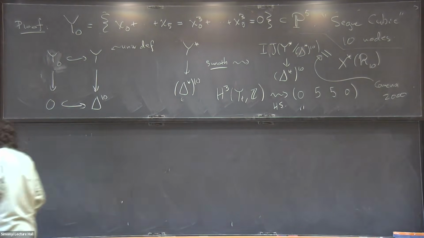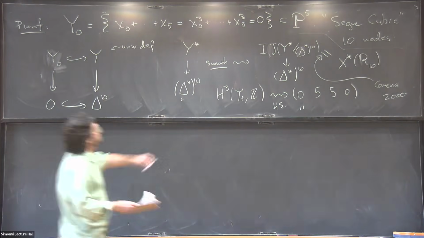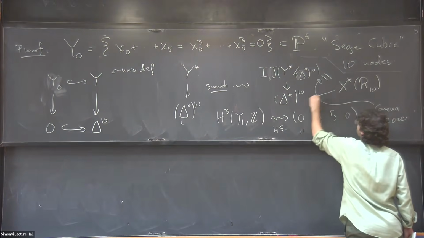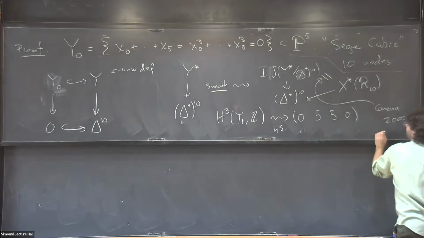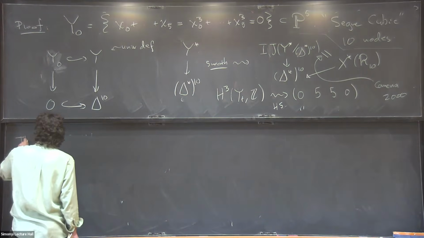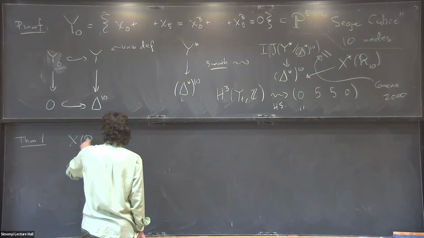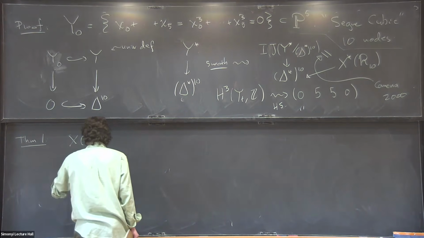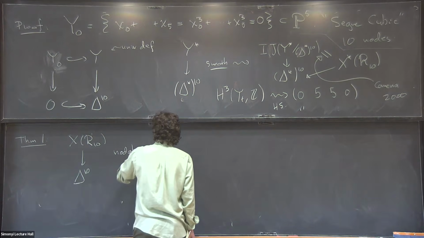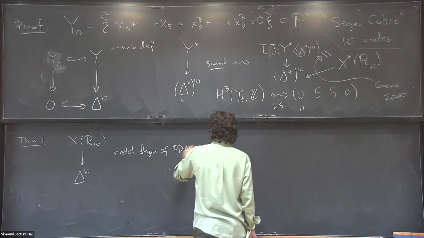Okay, so we have a degenerating family of principally polarized abelian fivefolds, which is our punctured family associated to this R10 matroid. And so by theorem 1, we have a filling. With theorem 1, we can fill this to an X of R10 over delta to the 10. So this is a nodal degeneration of principally polarized abelian fivefolds.